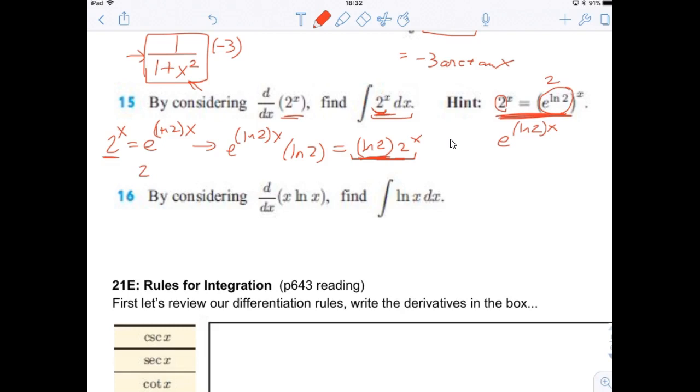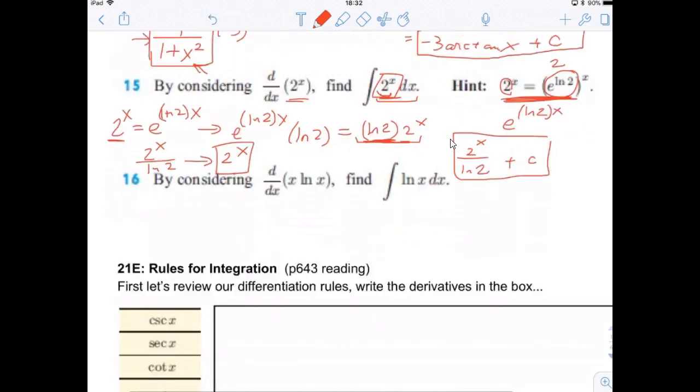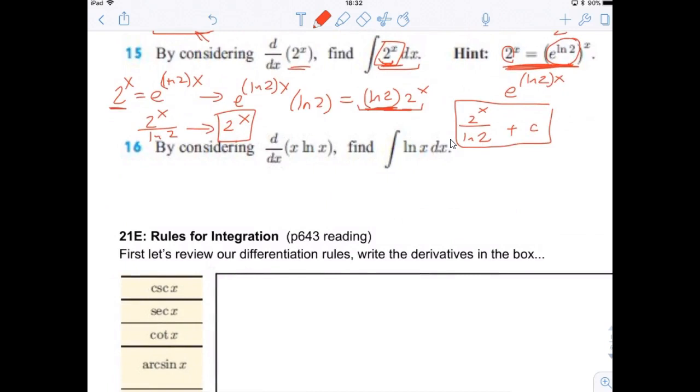I would end up with 2 to the x divided by natural log of 2. Take the derivative of that, I would get 2 to the x. Okay, and now I have exactly what I have here. So the integral of that would be 2 to the x divided by natural log of 2 plus c. Oh, by the way, the previous one, negative 3 arctangent of x, you would also have plus c there, right?